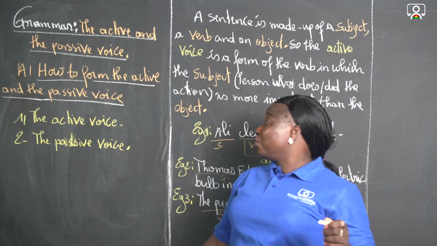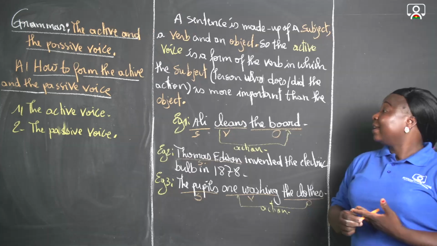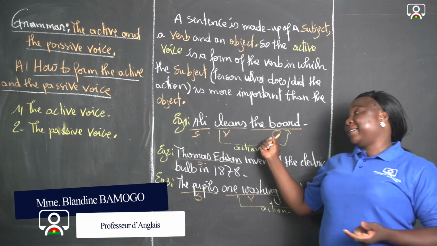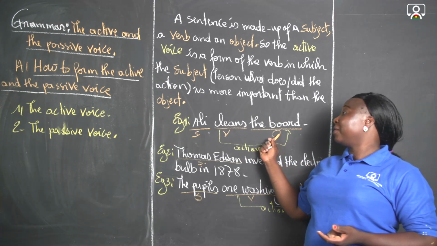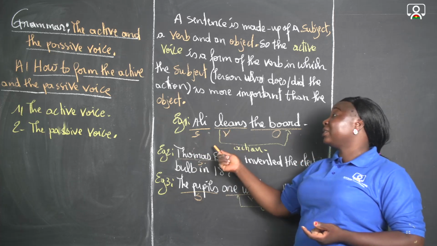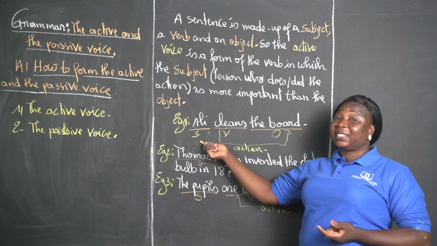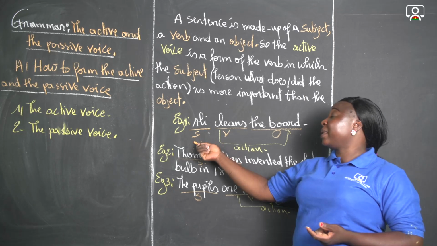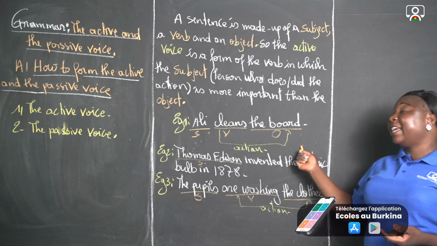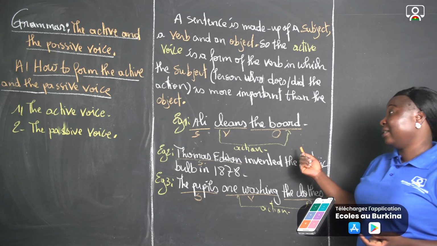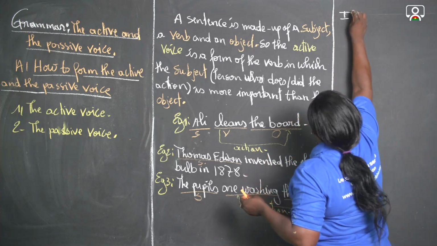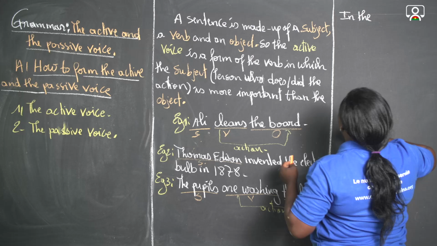So, small 2, the passive voice. Let's say that in the passive voice, the object of the active sentence becomes the subject and becomes more important than the subject, which systematically becomes the agent in the passive voice. So let's put it on the board.